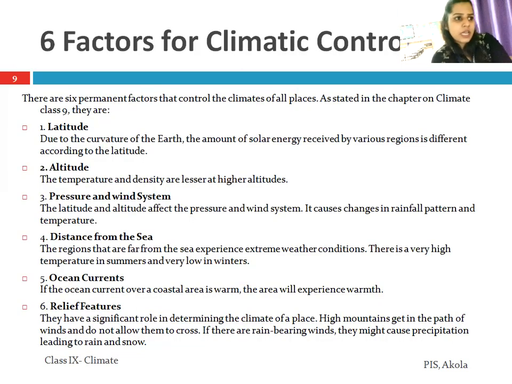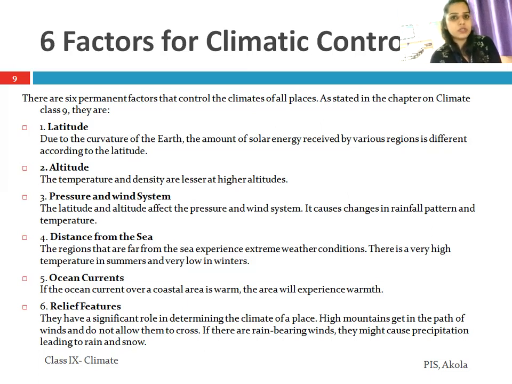Now let us understand what are the climatic controls. We have seen elements of weather and climate which affect the change. Now we need to understand what actually controls the climatic conditions. So there are 6 permanent factors that control the climates of all places, as stated in the chapter on climate, class 9. The factors highlighted are latitude, altitude, pressure and wind system, distance from sea, ocean currents, and relief features.